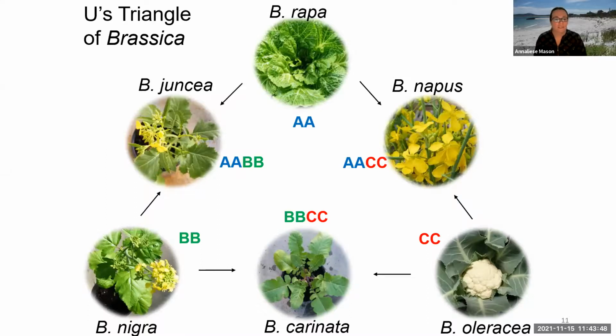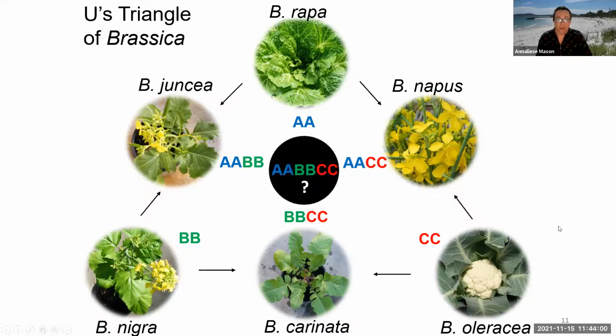onto the second experiment. So we have in the U's triangle of Brassica, we have the diploid species, so the rapa, nigra, and oleracea, and then we have the allotetraploid species, juncea, napus, and carinata. What doesn't exist naturally is an allohexaploid.